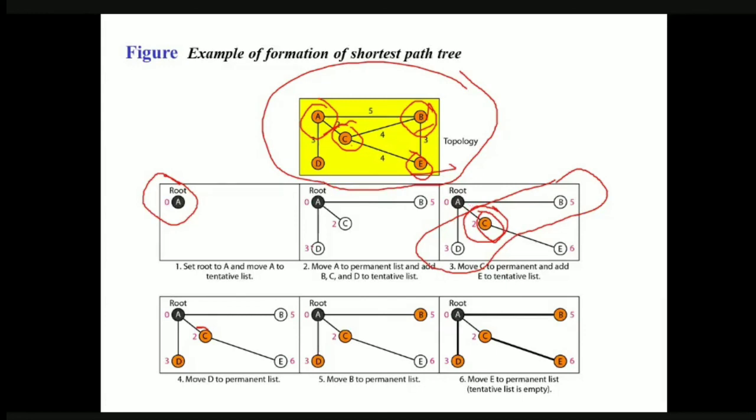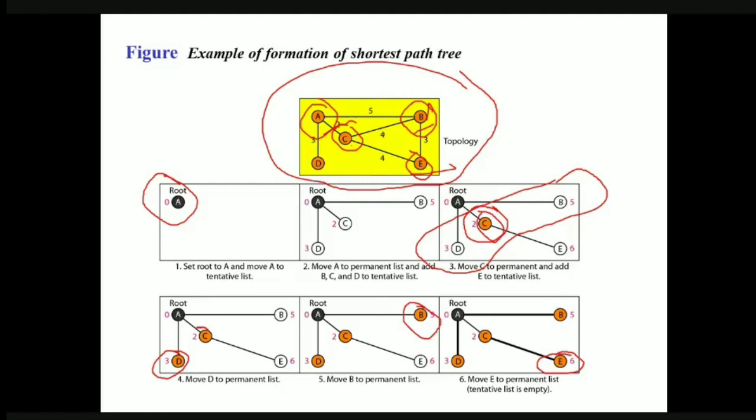After moving this to the permanent list, what did we consider? Now we considered D, because that is the shortest distance in the tentative list. After finding D, we moved D to the permanent list, and then finally we moved B to the permanent list, and at the last we moved E to the permanent list.